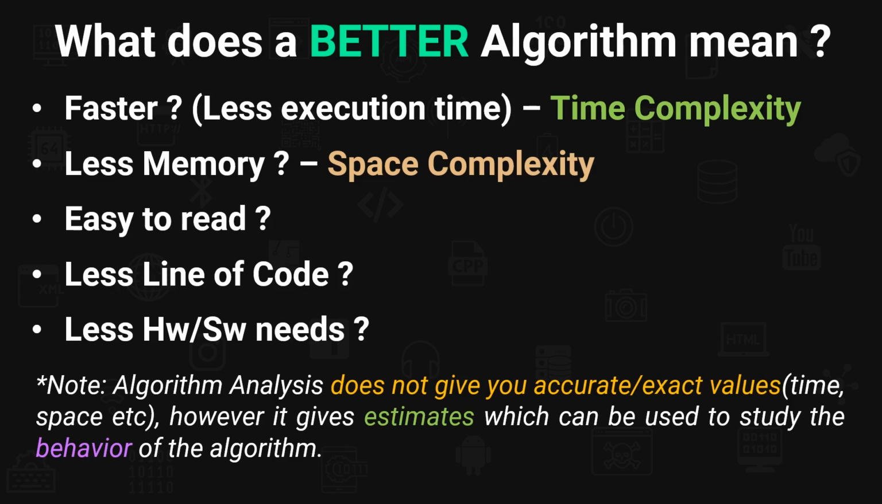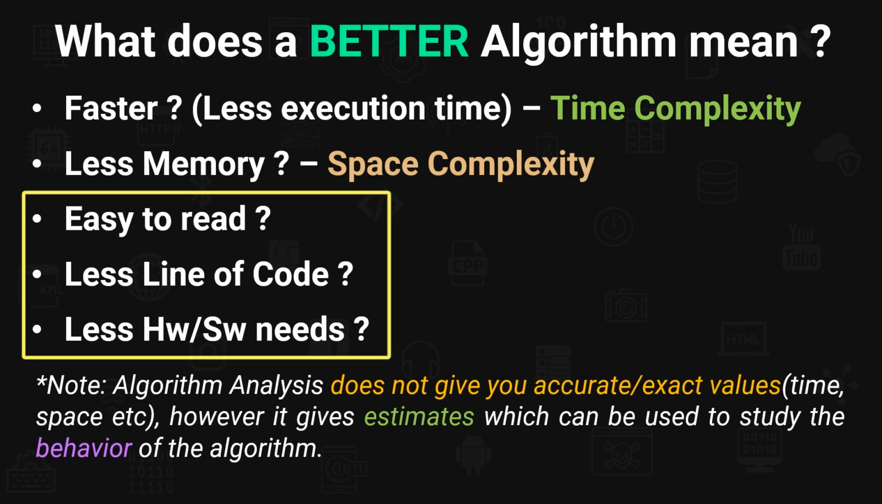Now some other things that may be considered for a better algorithm: is the algorithm easy to read? The readability of the algorithm. Is it having fewer lines of code? So let's say algorithm A is doing the same thing in 10 lines, whereas my algorithm is doing it in 20 lines. So maybe your algorithm is better. Another criteria can be, is your algorithm requiring fewer hardware and software requirements? Nowadays you must have seen that some programs only run on Windows 10. They are not running on Windows 7. So you can see that some programs also have software requirements. So it's not just hardware requirements.